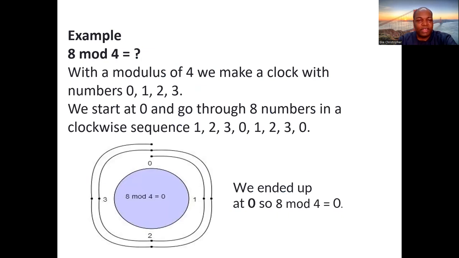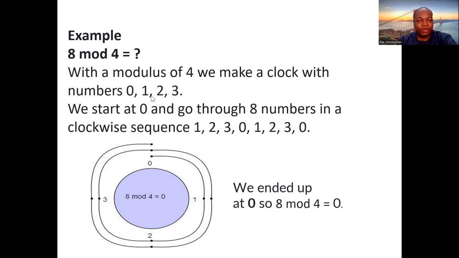Example one, we have 8 mod 4. With a modulus of 4, we make a clock with the numbers 0, 1, 2, 3. How do we arrive at 0, 1, 2, 3? Because we are talking of 4. Each time we have mod, we must always start from 0.